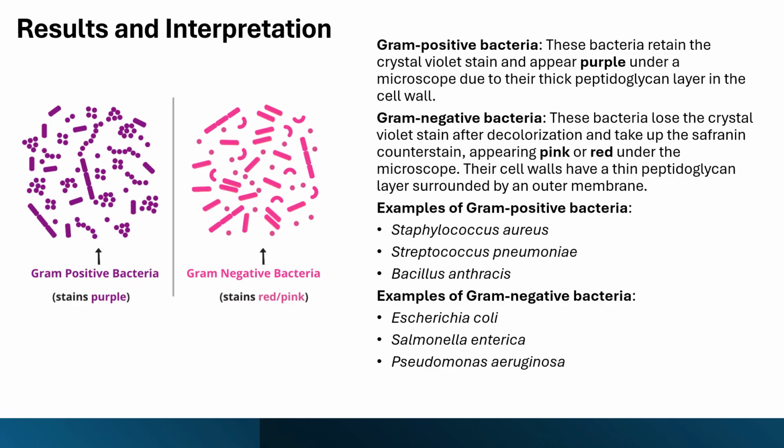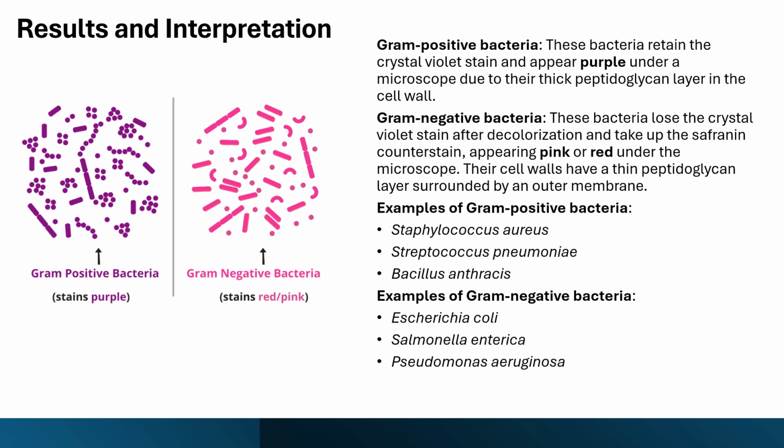Result and interpretation. Gram-positive bacteria. These bacteria retain the crystal violet stain and appear purple under the microscope due to the thick peptidoglycan layer in their cell wall. Gram-negative bacteria. These bacteria lose the crystal violet stain after decolorization and take up the safranin counterstain, appearing pink or red under the microscope. The cell wall has a thin peptidoglycan layer surrounded by an outer membrane.